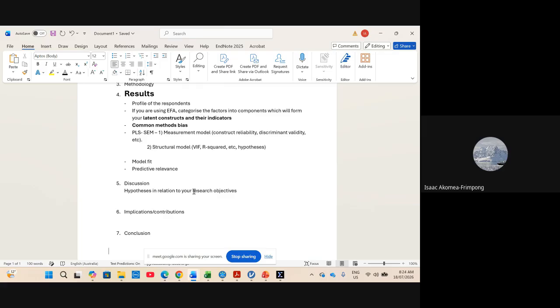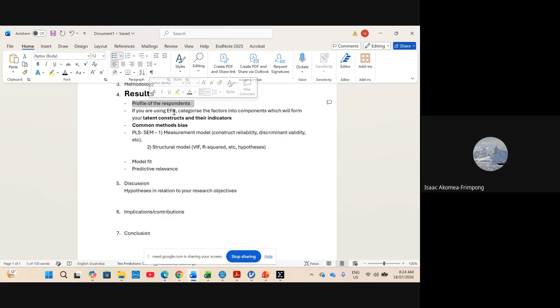But to answer your question, Solomon, you can do all these things in Smart PLS. All these preliminary stuff in Smart PLS. You can do that. Why? Because in the Smart PLS, it will give you the overview of the data. And out of the overview of the data, you can easily get the profile of the respondent. Yeah, so you can do that there.